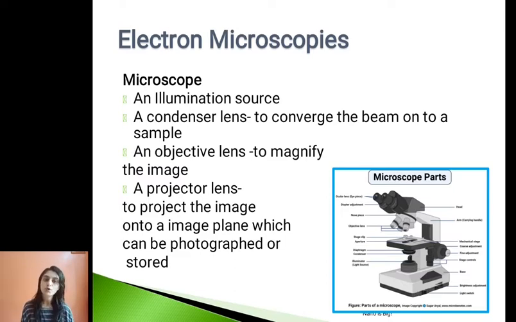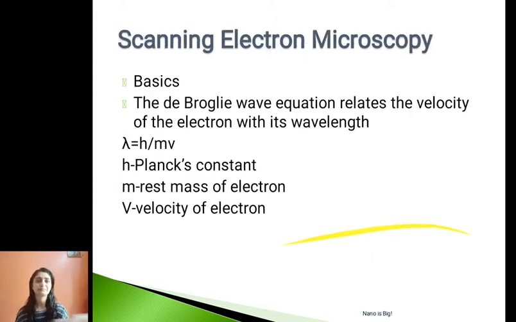A microscope consists of an illumination source and a condenser lens. This condenser lens is used to converge the beam onto a sample. Then another lens which we have is an objective lens, which is used to magnify the image. The third lens is a projector lens, and it is used to project the image onto an image plane, and this image plane can be photographed or stored.